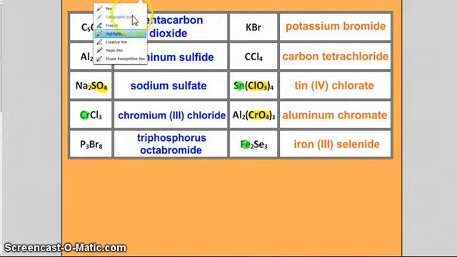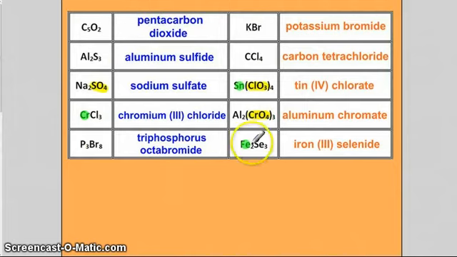Just as an example, down here, selenide is always -2. So 3 of those makes -6 on that side of the compound. So this side must be +6. And since there's 2 irons, if I divide the +6 by 2, that means that each iron has to be +3. So that's why it's iron 3 selenide.